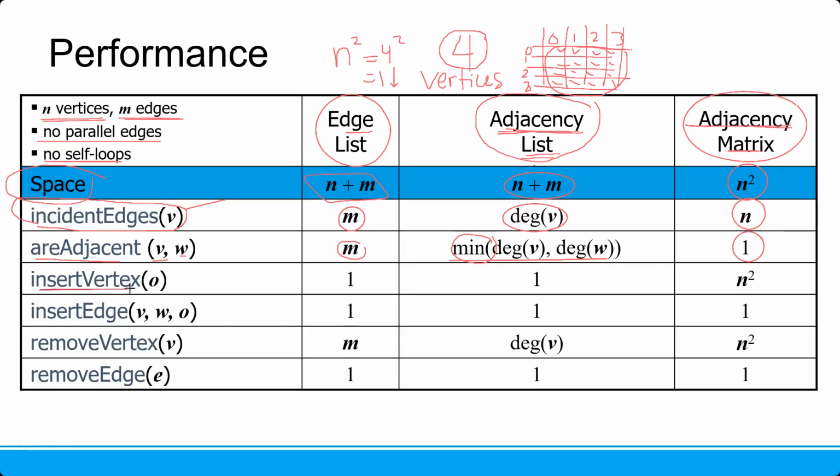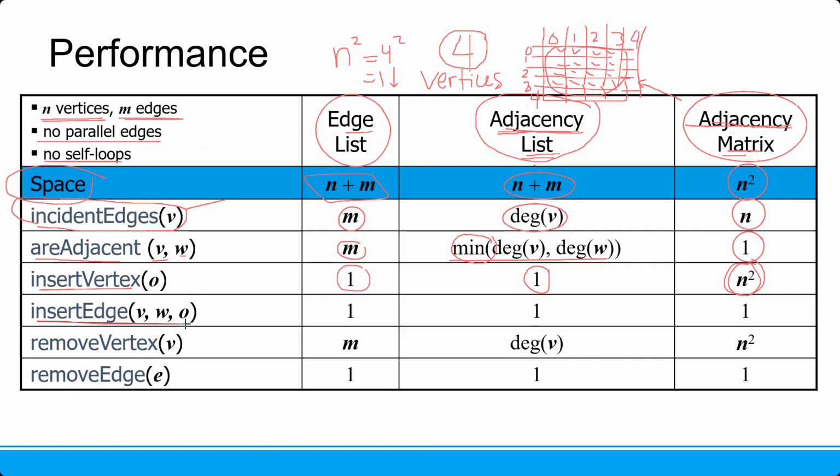When you want to insert a vertex, you need 1 time for the edge list, 1 time for the adjacency list, but for the adjacency matrix, you need n to the power of 2. So if you need 1 more vertex here, you need to add another cell in the new row, which is 4, and you also need to add another row for column 4. It means that in the worst case it will consume n to the power of 2.